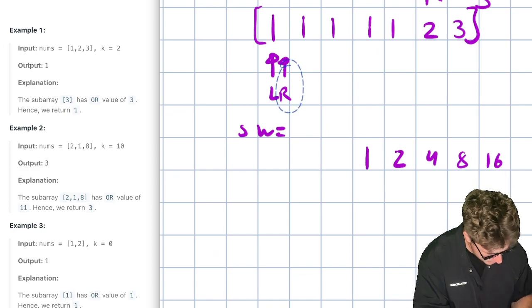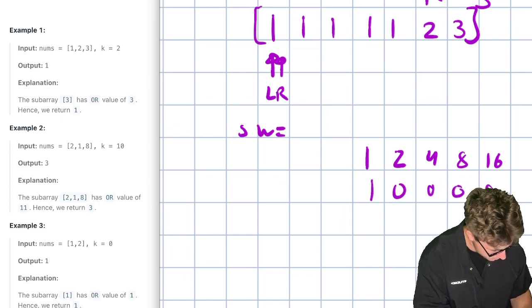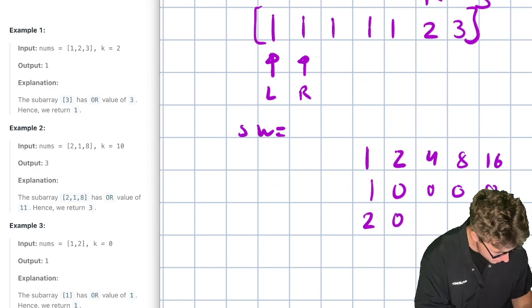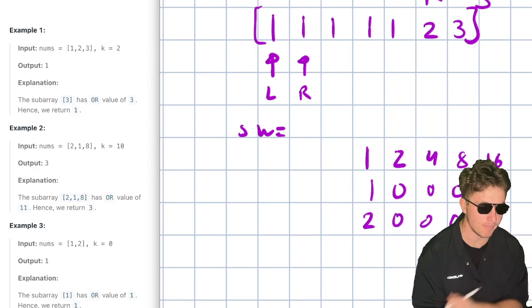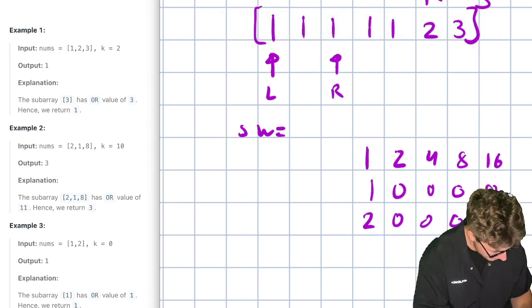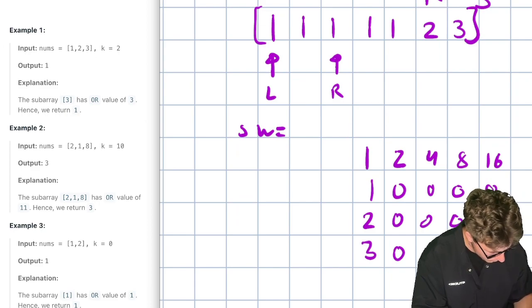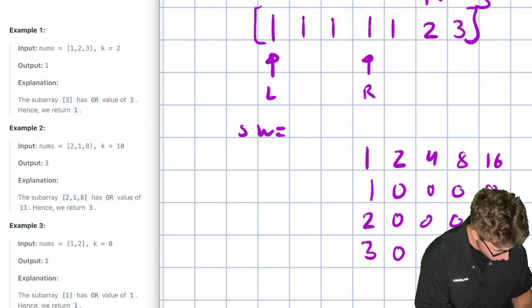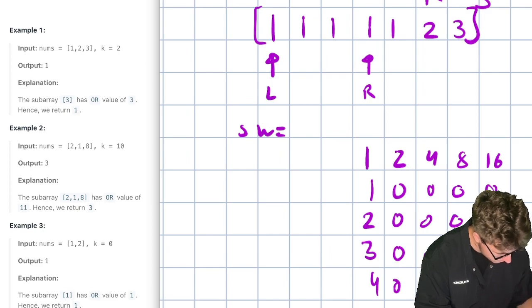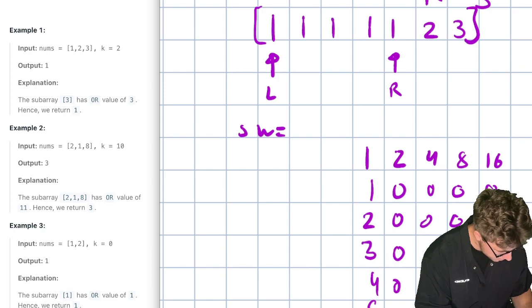And when I add in this first one, I say, okay, I'm adding in 10000 to my system. When I add this one in, I'm adding in another 1, so it becomes 20000. So I'm basically counting the number of ORs of each bit I'm seeing. When I add this in, I have 30000. When I add this in, I have 40000. When I add this in, I get 50000.